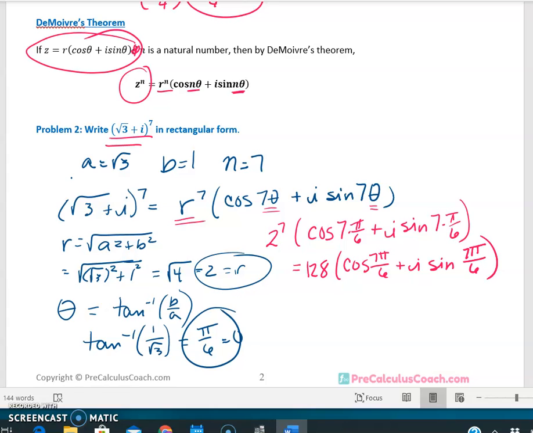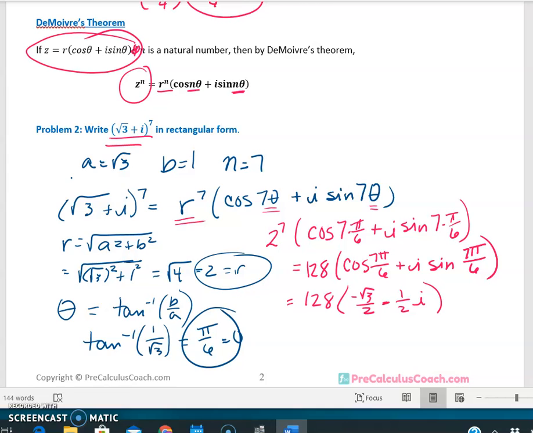And so we've gone from our rectangular form to a polar form, and then we're going to go back to its value. Okay, how much is that? So back to a rectangular form. So that's 128 times cosine of 7 pi over 6. Its value would be negative square root of 3 over 2. And the sine of 7 pi over 6 would be negative 1/2. So that's going to be minus 1/2 i.